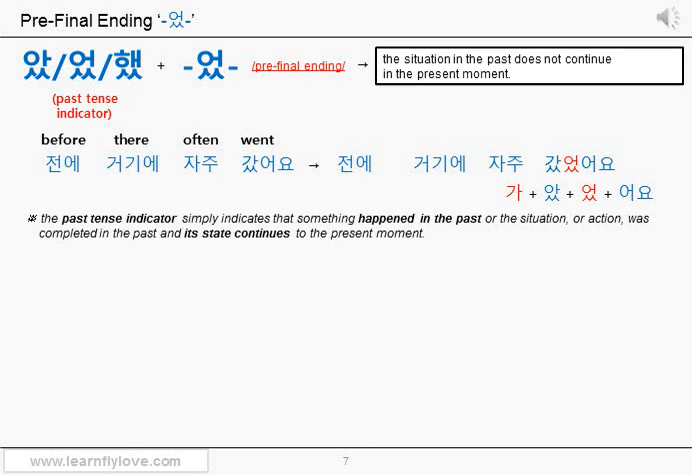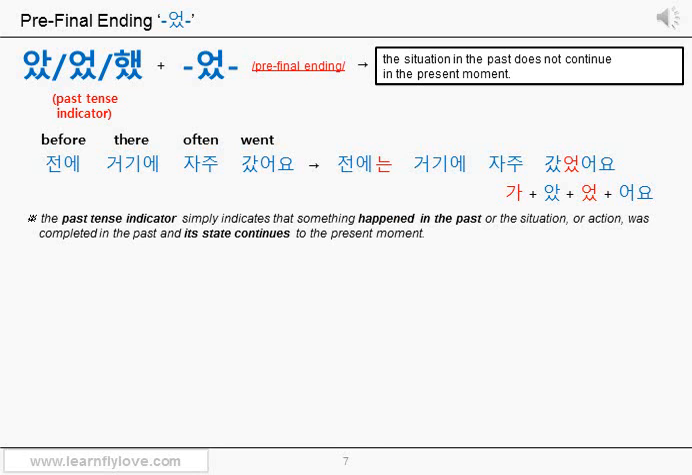We don't know for sure whether the speaker still goes there or not, because the speaker didn't say that out loud. But at least we can guess the speaker's intention from the pre-final ending 었. We can guess that the speaker is trying to say it happened only in the past. If you want to sound clearer to imply that you don't go there anymore, you can add the auxiliary particle 는 to 전에.